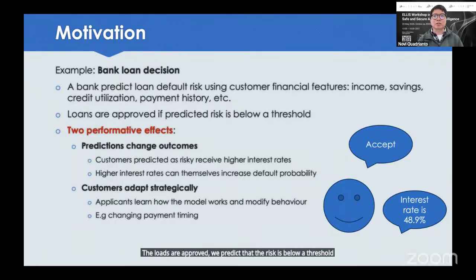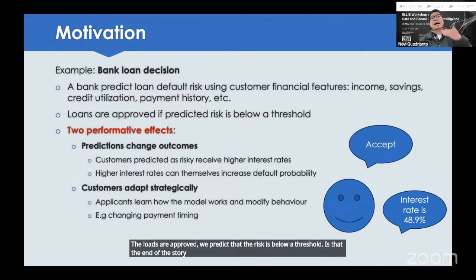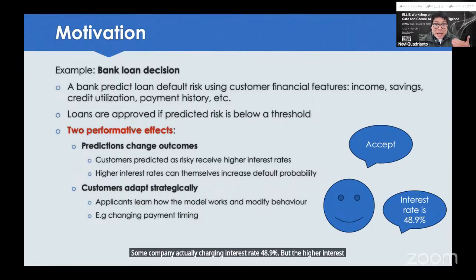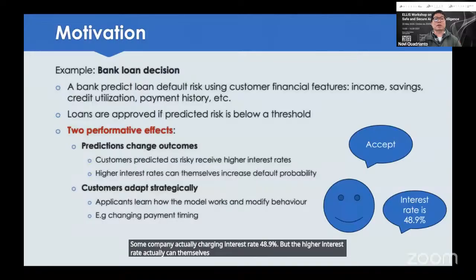Is that the end of the story? No. There are actually two performative effects for these particular bank loan decision examples. The first performative effect: predictions change outcomes. A customer predicted as risky will receive a higher interest rate. Some companies actually charge an interest rate of 48.9%. But the higher interest rate can itself increase the default probability. That's the first performative effect.